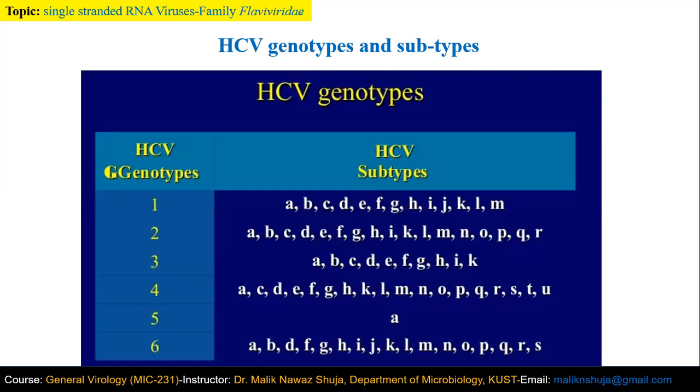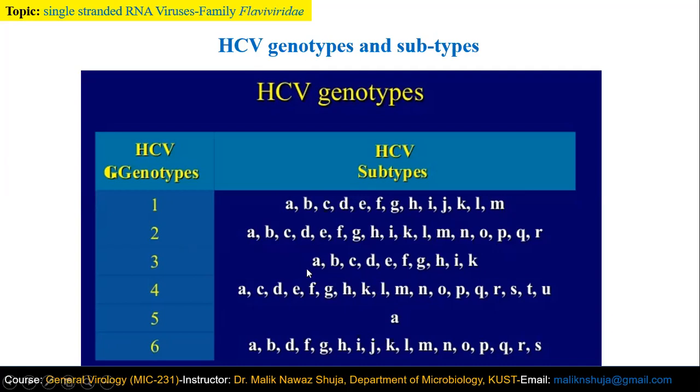This slide summarizes the genotypes as well as the subgenotypes that belong to HCV of the Hepatitis C genus. In the first column, we can see all the genotypes. Here only 6 have been presented, so the last one is missing. Anyhow, these are the subgenotypes of each genotype. For example, genotype 1 has subgenotypes A, B, C up to M. In genotype 2, the subgenotypes are A, B up to R.